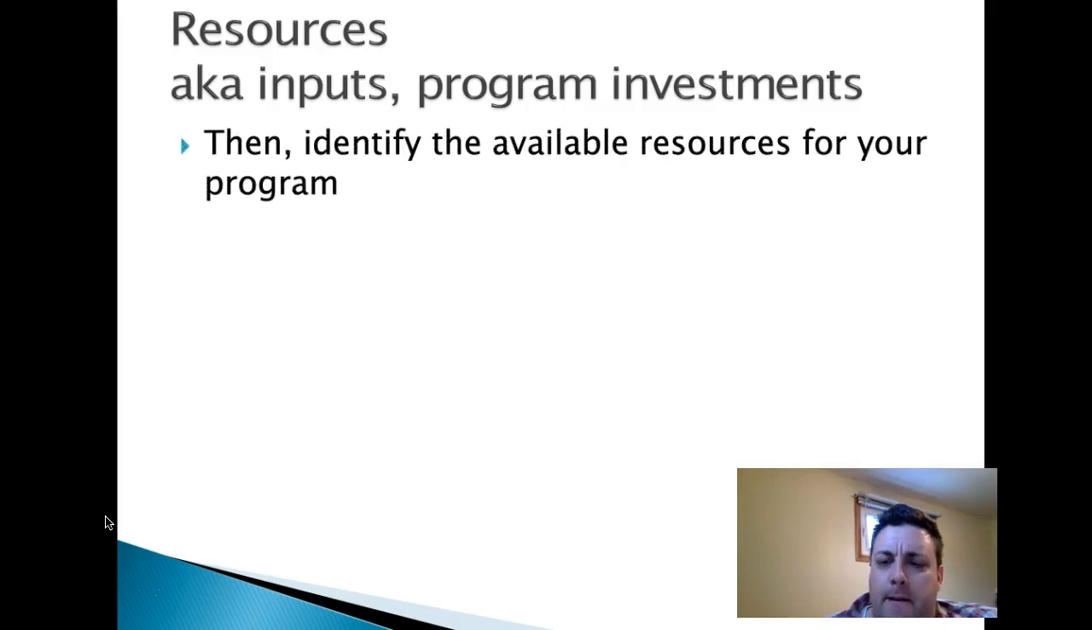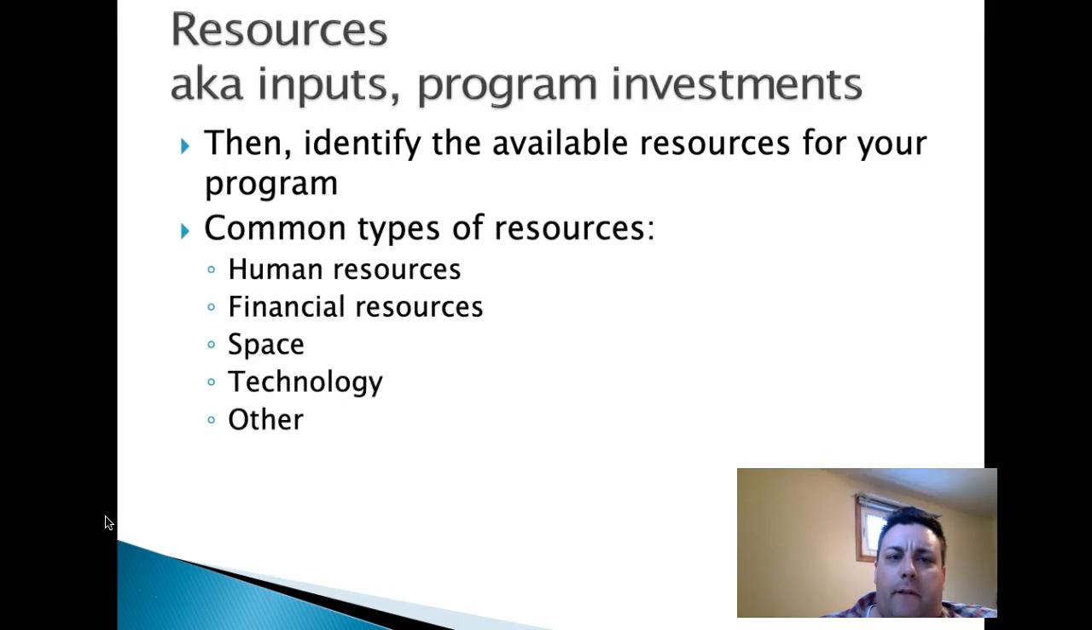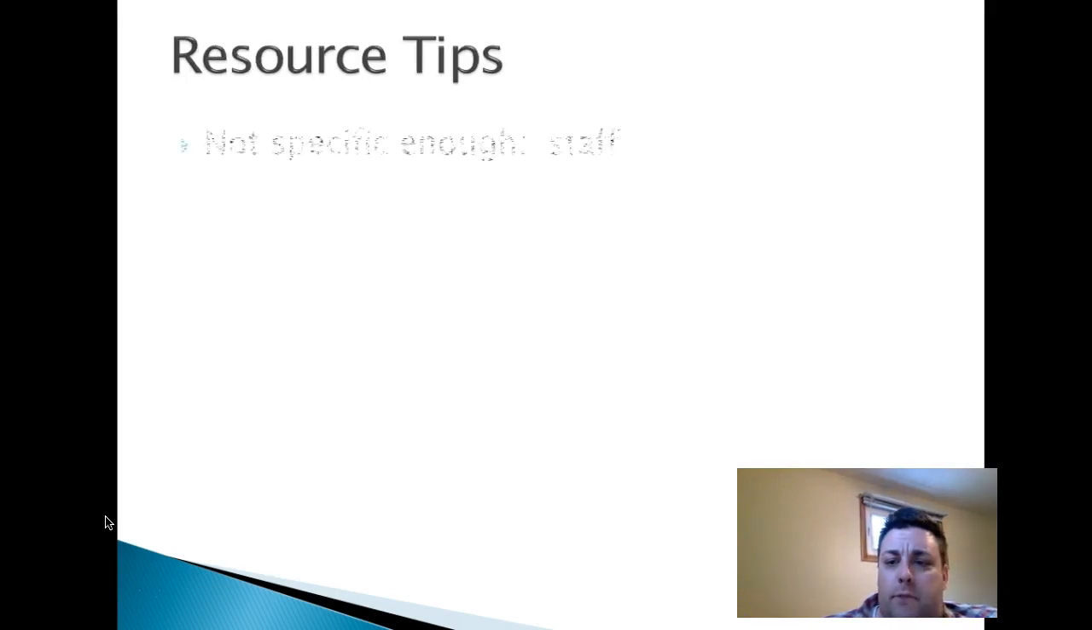So the resources then, again, these are all the things that are available to a program in order for it to execute its objectives or fulfill its mission. We'll get to the example here in a second, but common types of resources are human capital, financial capital, space, technology. I think I mentioned transportation a couple of slides ago, but the expertise of people would be part of that. Computers and servers and websites and all that fun stuff is part of it as well.